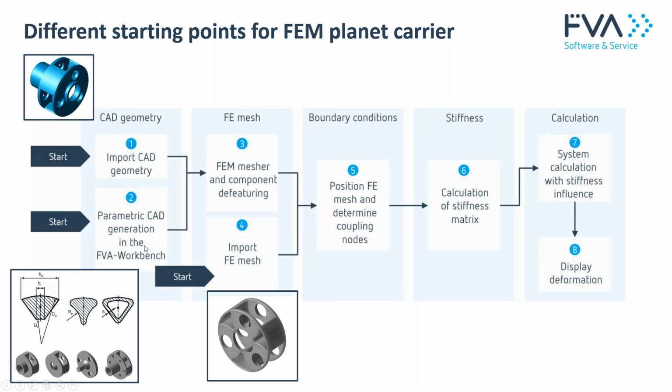Another option to start is from our parametric CAD generation model, meaning that you just provide a few diameters or width parameters with values, and then you can use our internal 3D CAD kernel, which creates these geometries automatically. So just by giving a few numbers, you end up already with the CAD geometry internally. And then we also use again our internal FEM mesher, and here the same workflow.